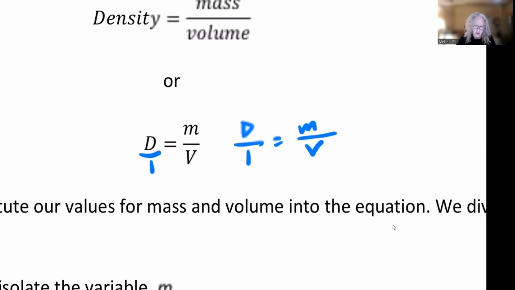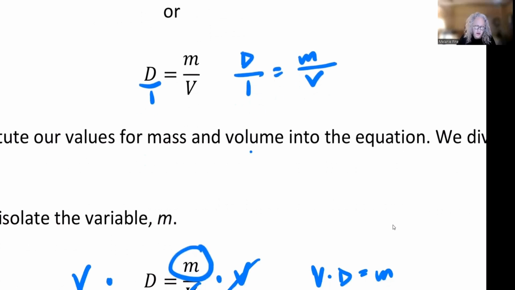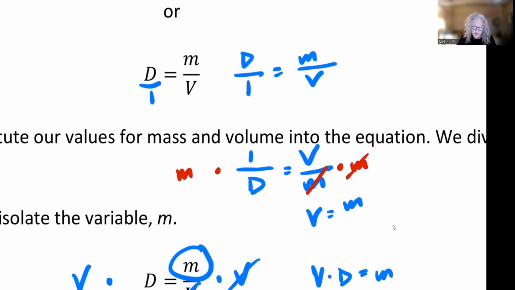So this now becomes 1 over density equals volume over mass. Okay, yes, density is in the denominator, but I don't care because I'm solving for volume. So right now I have volume in the numerator, so I just multiply both sides. Volume is being divided by mass, and I want to isolate volume. So since volume is divided by mass, to get rid of mass, I'm going to multiply by mass. And what I do to one side of the equation, I do to the other. Mass cancels out. So I get volume is equal to mass divided by density.